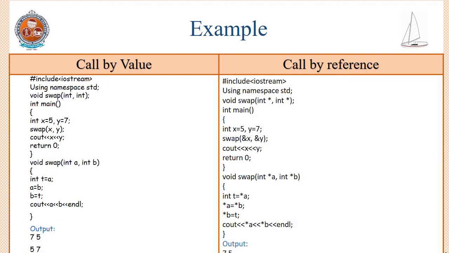in the actual parameters. Whereas in call by reference, whatever the values are in x and y, those values will be passed to the formal parameters, and whatever changes are made in these formal parameters will affect the actual parameters. So the values will be 7, 5 and 7, 5.